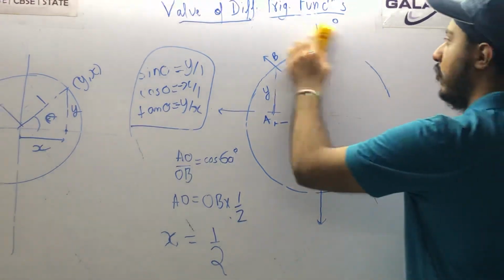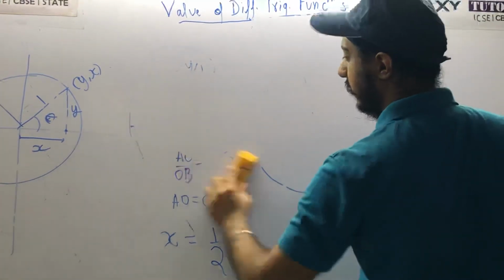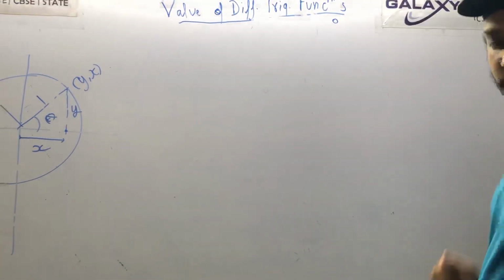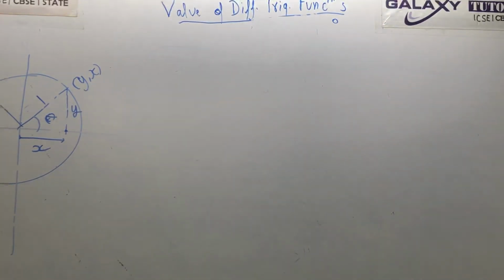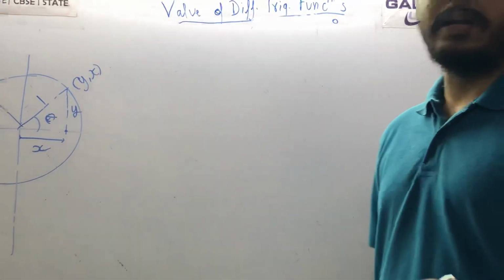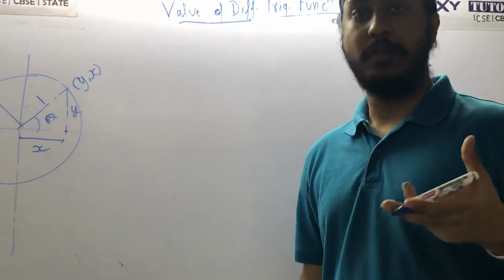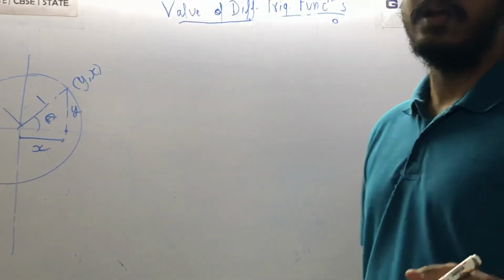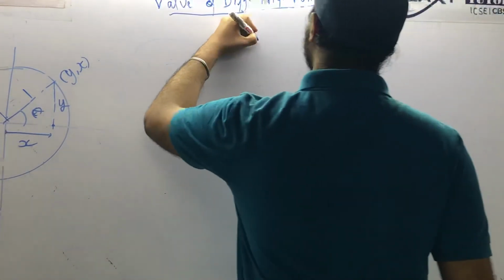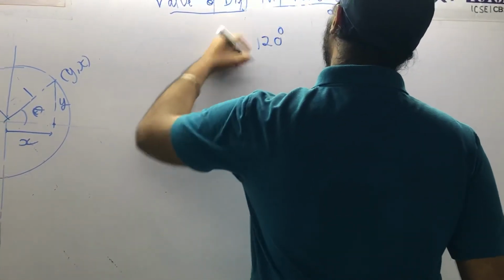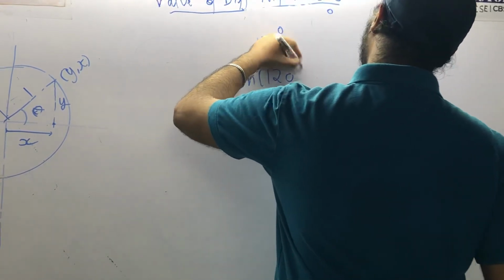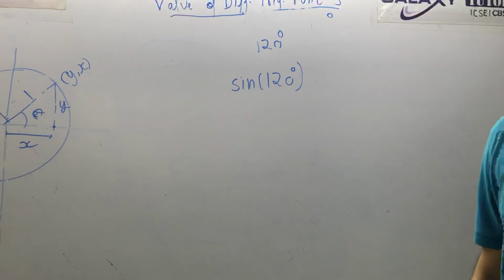So the method that I am going to talk about is quite simple. I will give the reasoning behind this method later on, because right now you don't know the graphs of trigonometric functions. Once you know the graphs of trigonometric functions, you will understand the reasoning. But right now I will just show you the method. So we had to find the value of sin 120. Now, how to proceed in the simpler method?